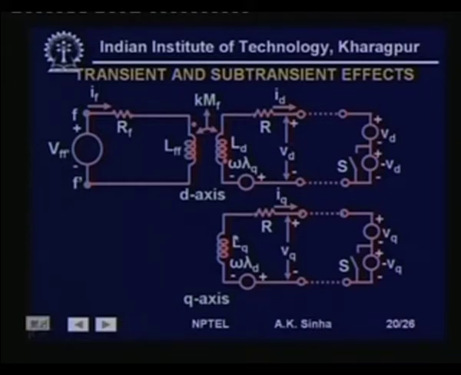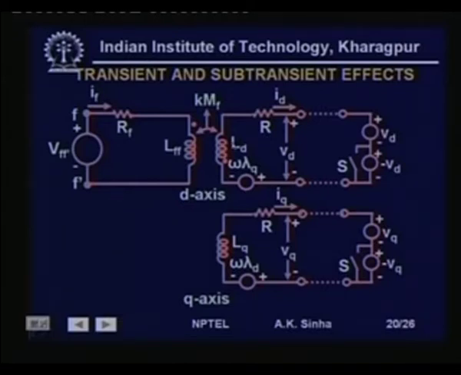Similarly, in the q axis winding, we have Lq, the inductance of the winding, and R, the resistance of the winding. The speed voltage due to the flux linkage in the direct axis is given by omega lambda d as shown here, and with current Iq flowing in this winding, the voltage at the terminal of the q axis winding is given by Vq. So, this is the circuit model for the synchronous machine.